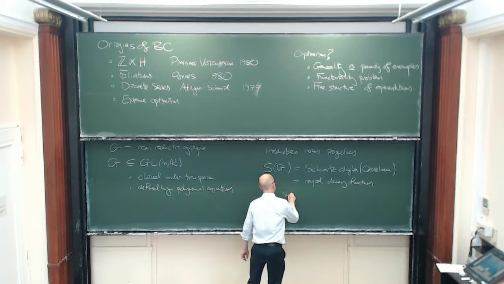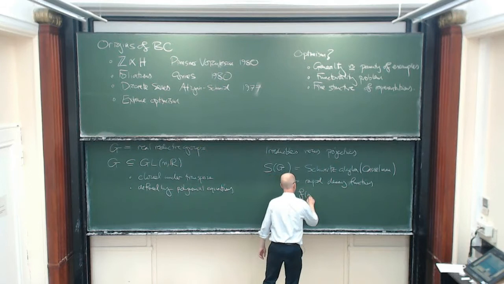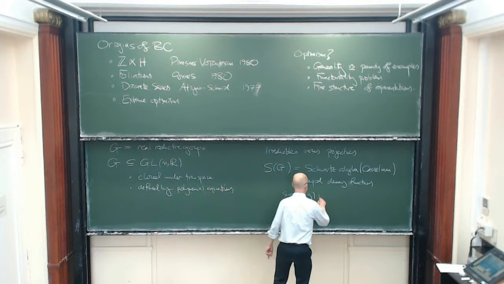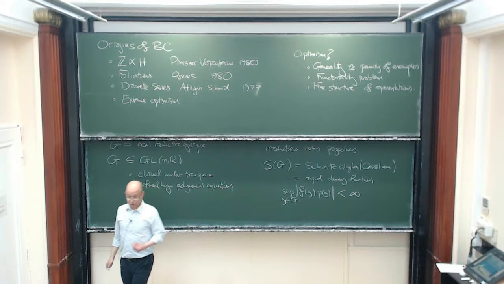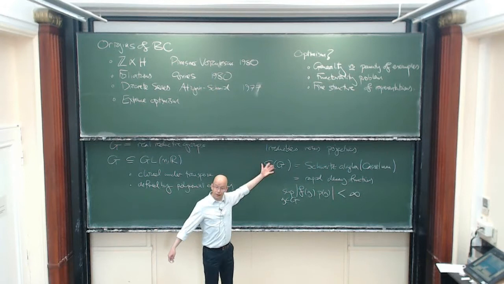And the condition of rapid decay is this, that the function f should decay so rapidly to zero that even if I multiply it by a polynomial function, any polynomial function, the result is still bounded. So our groups are real algebraic varieties, and this is some intrinsic object that you can attach to any real algebraic variety. Okay, any Nash space. So this is intrinsic.